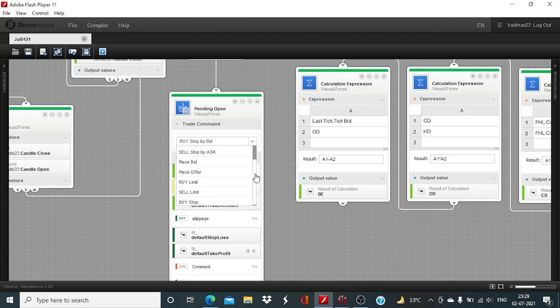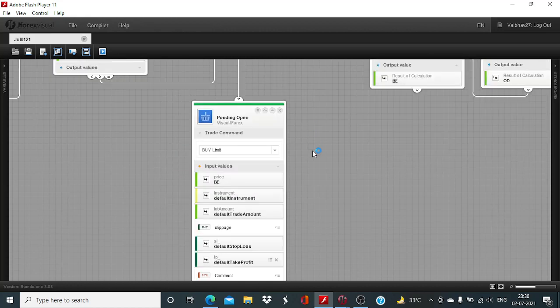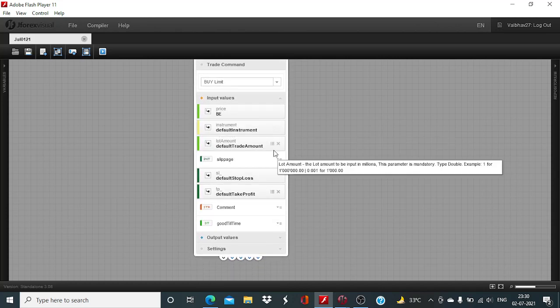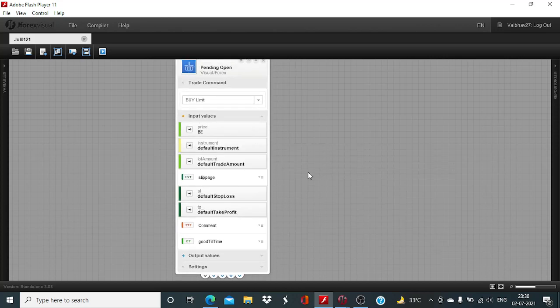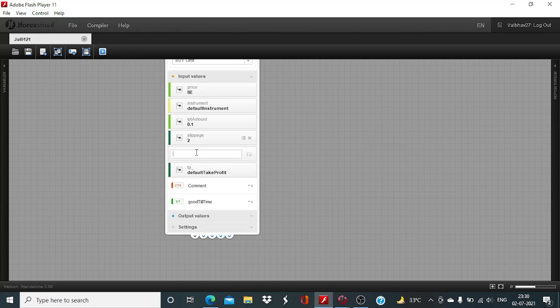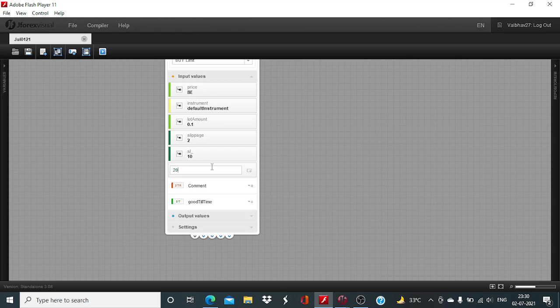It is going to be a limit order. So by limit, and stop loss and take profit and order validity will need to be defined. Default instrument will remain as it is. Trade amount I will change to 0.1 million. Slippage is going to be 2 pips. Stop loss, we will go with a combination of 10 pips and 20 pips. So we will get the risk reward ratio of 1:2.